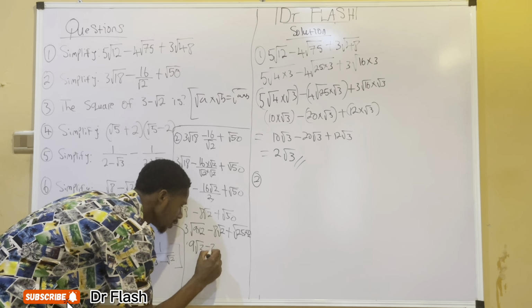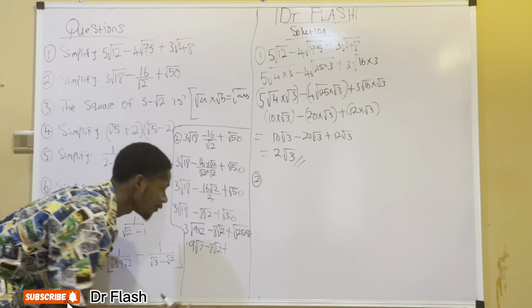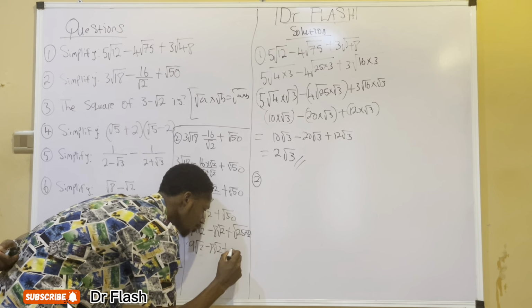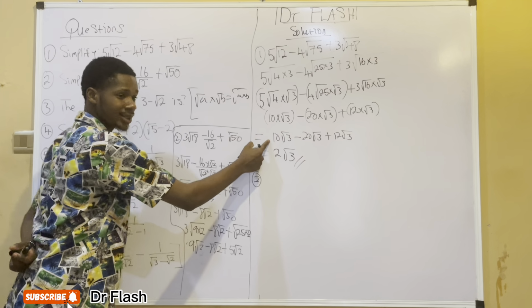Now this remains 8 root 2, and then we'll have plus square root of 25 is 5, so we'll be left with 5 times the square root of 2, which is 5 root 2. Now let's do the math. We'll arrive at the same place again.